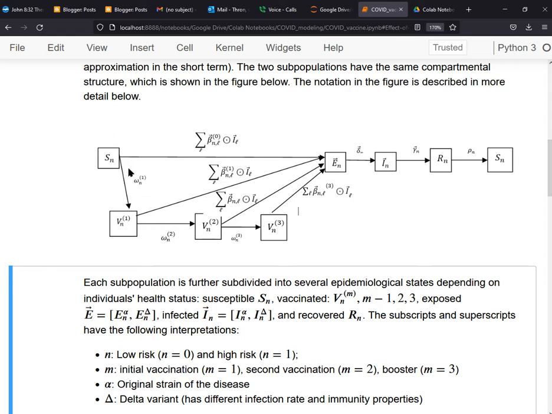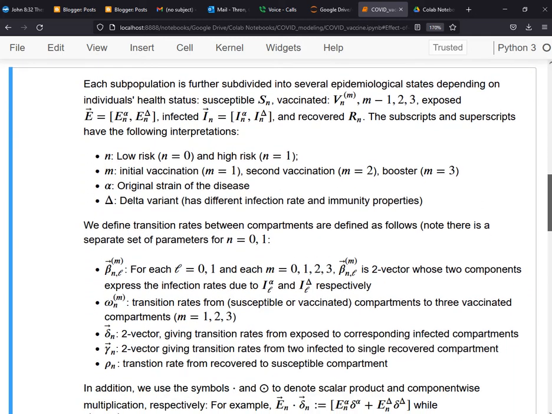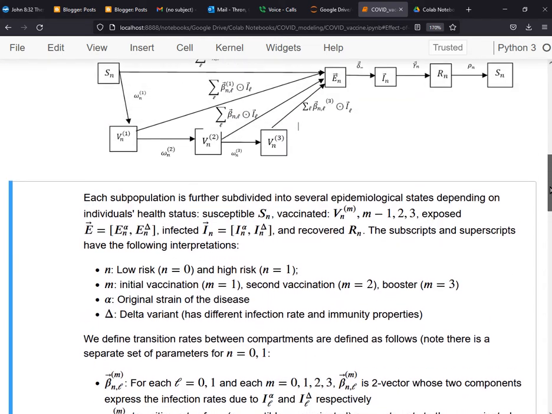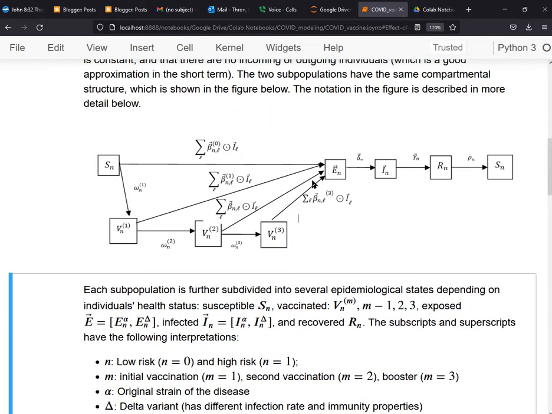Of course, no one gets a second dose without first getting a first dose, so you have to go through this procedure. And no one gets a booster without getting a first dose. All right, so we've got the omegas. Let's go to the next one. Next one is delta. All right, delta means there's a rate of going from exposed to infected. The alpha variant goes to the alpha infected, and the delta exposed goes to the delta infected.